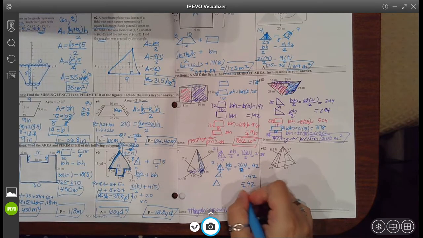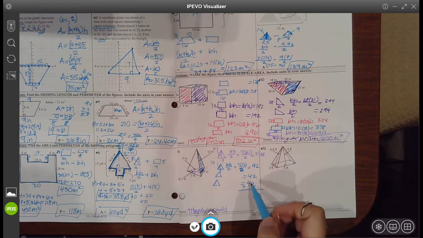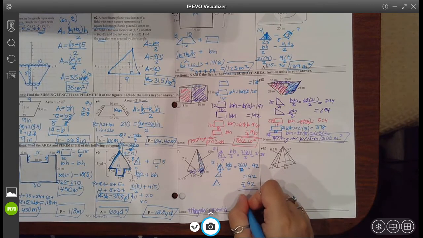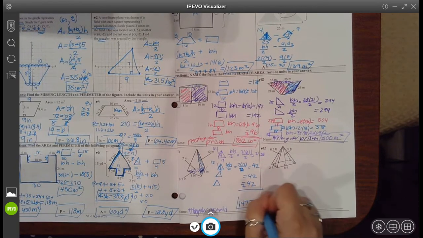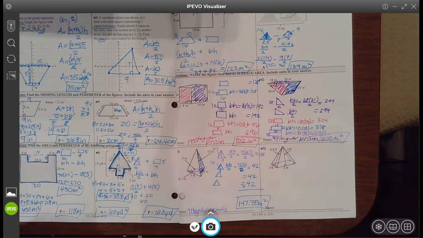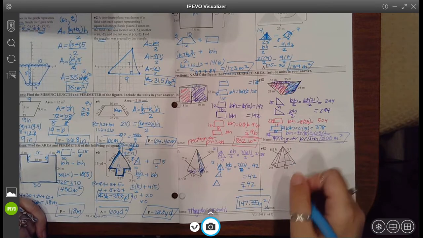Okay, so that was nice. We had our one base triangle plus our three faces. And when you add all those together, you get a total surface area of 147.35 inches squared. Okay, last one for this page. We have this pyramid.